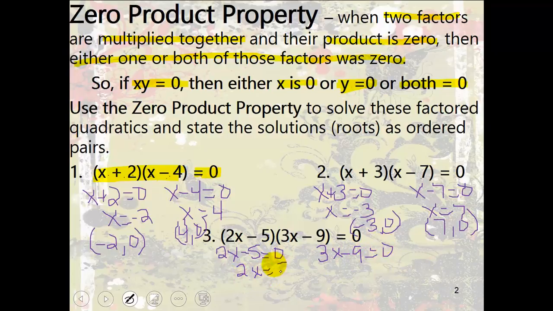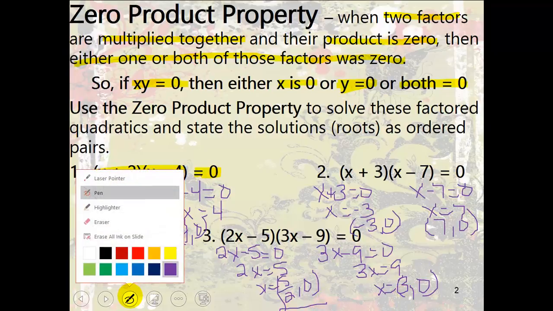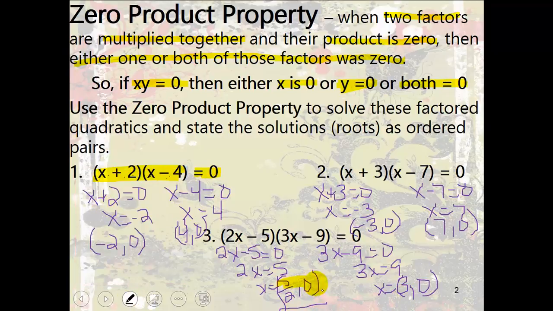2x equals 5, x equals 5 halves, so that's 5 halves, comma 0. Well, we can't read that. What are we going to do? So I'm just going to sneak it up here because I'm running out of room. So it's the ordered pair 5 halves, comma 0. This one, 3x has to equal 9, x has to equal 3. So it's 3, comma 0. These are your two solutions. This is a solution, and this is a solution.